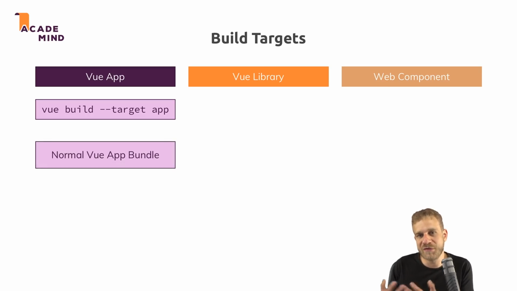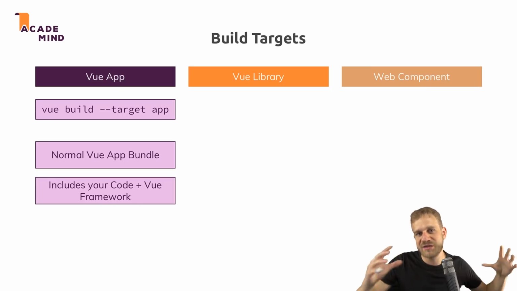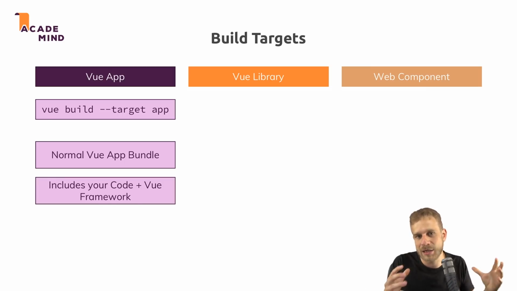This gives us a normal Vue app bundle, which is optimized, minified, where code splitting is automatically used to lazy load routes where you configured them to be lazy loaded. Have a look at the routing section to learn how that worked. And it includes your code and the Vue framework because it gives you an entire bundle which runs standalone, where you don't need to add any other imports.